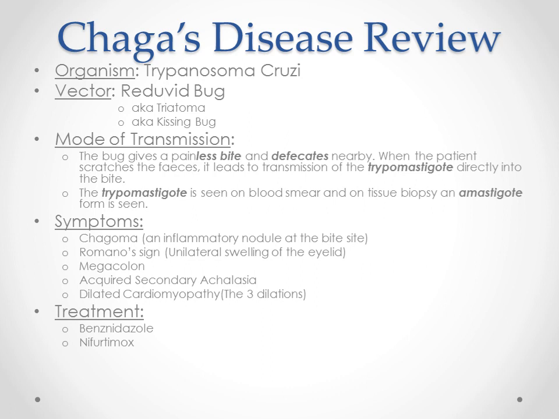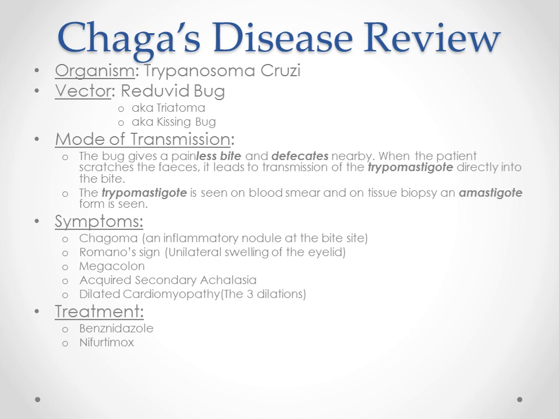Alright, so that's the first point. The second point is Reduviid bug is the vector, which was also the answer of the current question. The Reduviid bug is also known as a triatoma, so in your exam they could put that as an option instead of the Reduviid bug. They could say that bite from a triatoma, and it is also known as a kissing bug. Now it's interesting why it is called a kissing bug. I mean, why would you name a bug kissing bug?